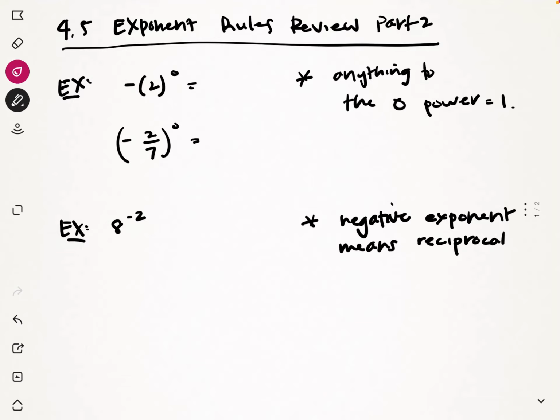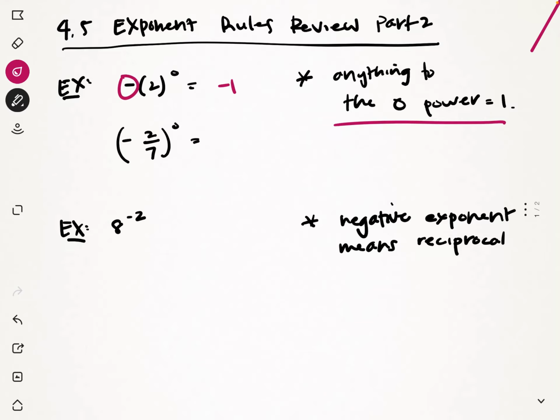So the first rule says that anytime we have something to the zero power, it's going to be equal to 1. So be careful with these ones because we have this negative outside. So yes, 2 to the 0 is 1, but then we have the negative on the outside, so we need to apply it to our 1.